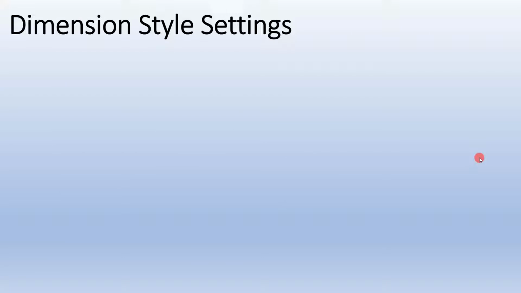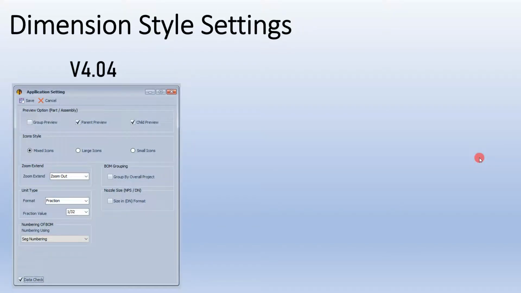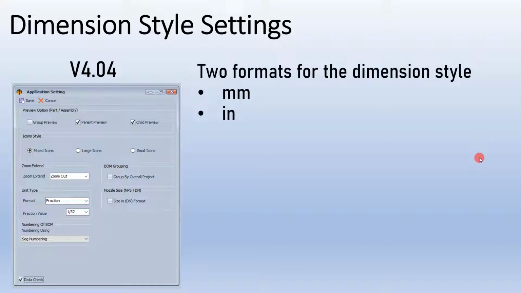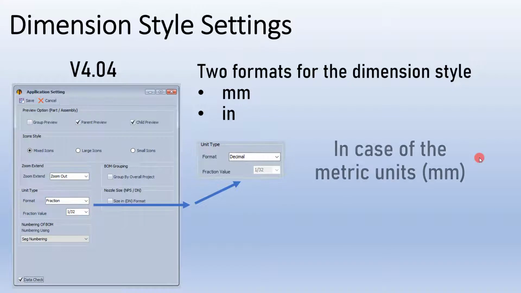The dimension style. In version 4.04, the current application setting form will include only two formats for the dimension style. You can make it in millimeters or inches. From the unit type, you can select the decimal format and the fraction format in case of using the inch format for the dimensions.